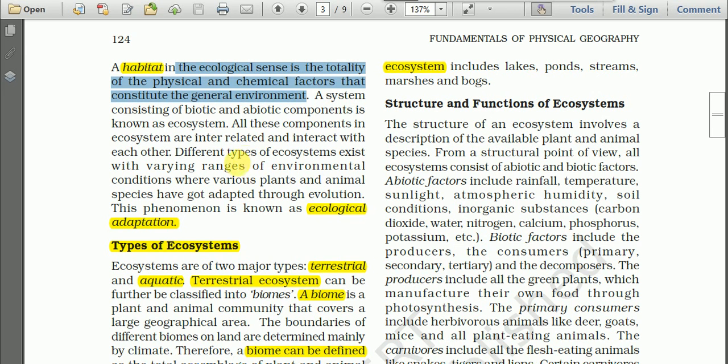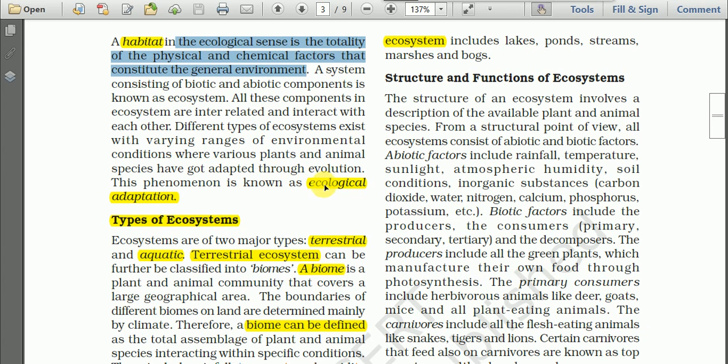About the ecosystem, we have learned the meaning. And here one more term, ecological adaptation. Different types of ecosystem exist with varying ranges of environmental conditions, where various plant and animal species have adapted through evolution. So on the Earth's surface, different types of ecosystems exist with different environmental conditions, where various plant and animal species have got adapted, meaning adjusted, through evolution. And this phenomenon is known as ecological adaptation.